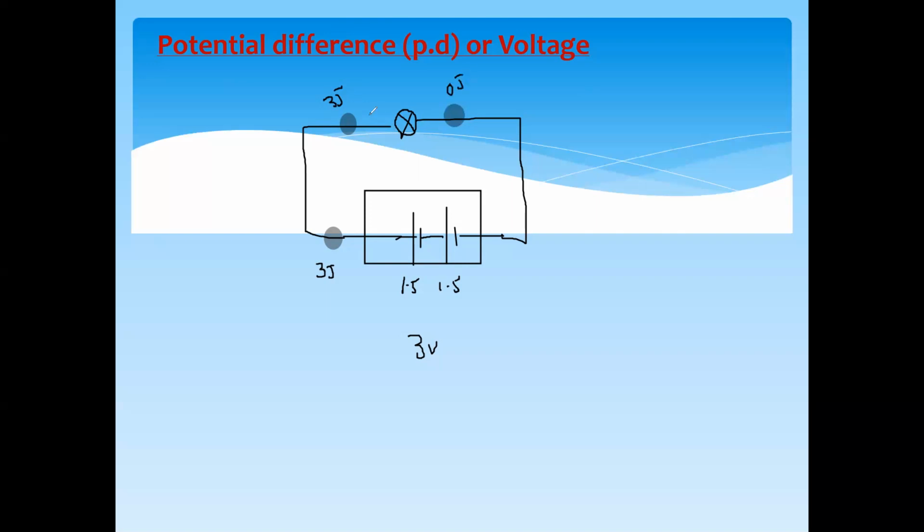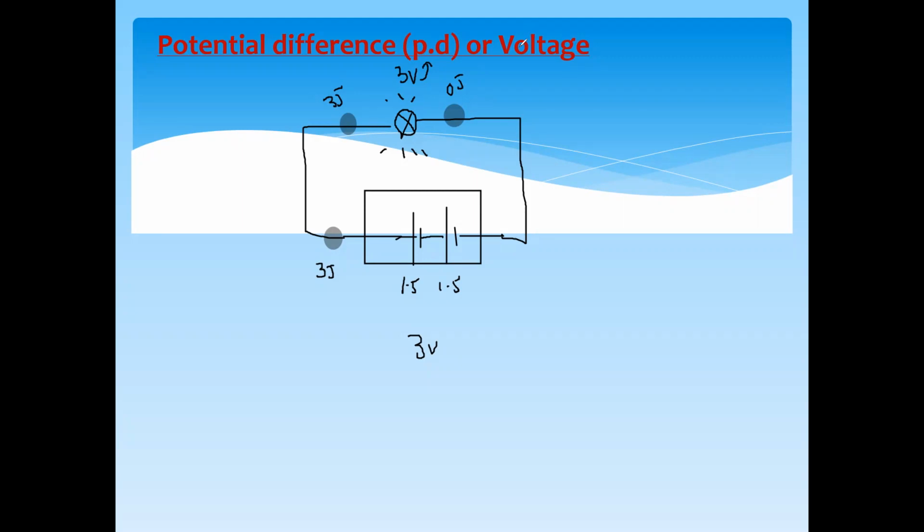So how much energy does the charge transfer when it passes through the component? This 1 coulomb of charge transferred 3 joules. So that 3 joules refers to potential difference or PD. The energy transferred by 1 coulomb of charge is known as potential difference, or you can also say voltage.